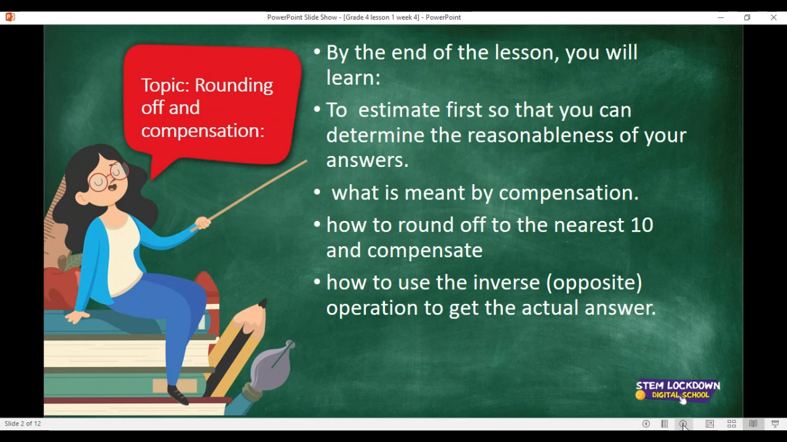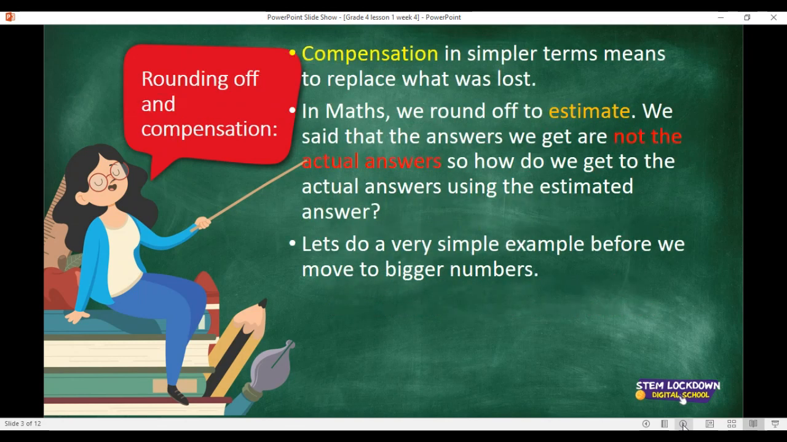And then you're also going to know how to use the inverse. The other word for inverse is opposite operation, to get the actual answer. By the end of the lesson, you'll be successful if you know all these things. But I'll try to make it as simple as possible, because I cannot see your faces to see if you're getting it or not.